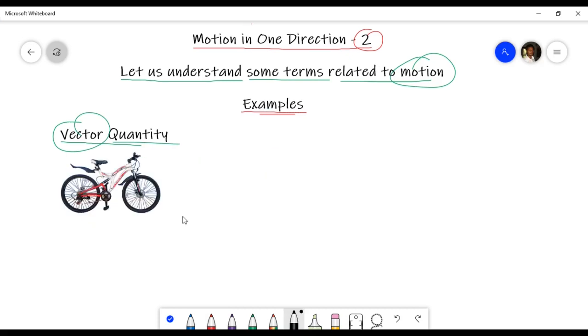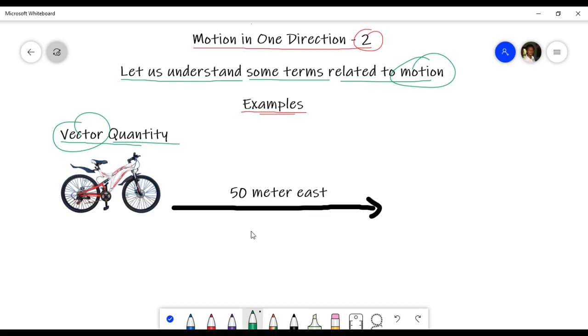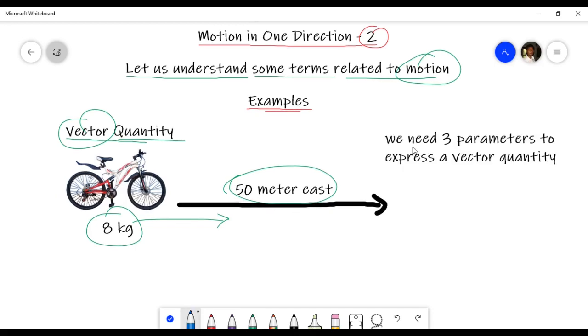Let's see another example. You can see a bicycle. Let me say that I want you to move this bicycle 50 meters eastward. The weight of the bicycle is 8 kilogram. You have to move this 8 kilogram bicycle 50 meters east. I hope you have understood this.